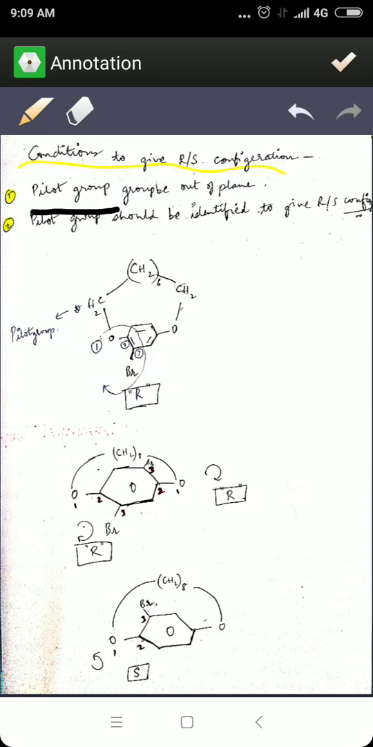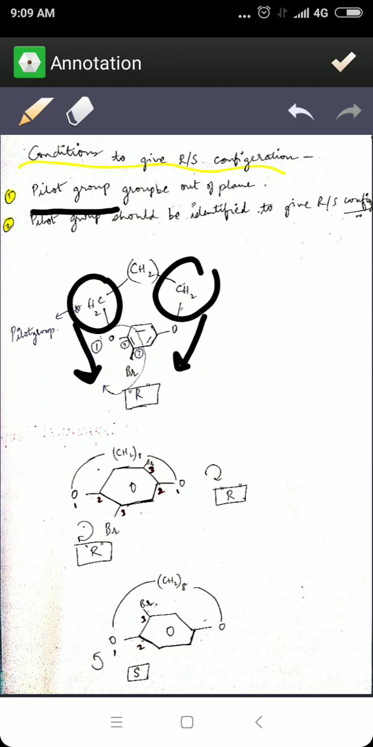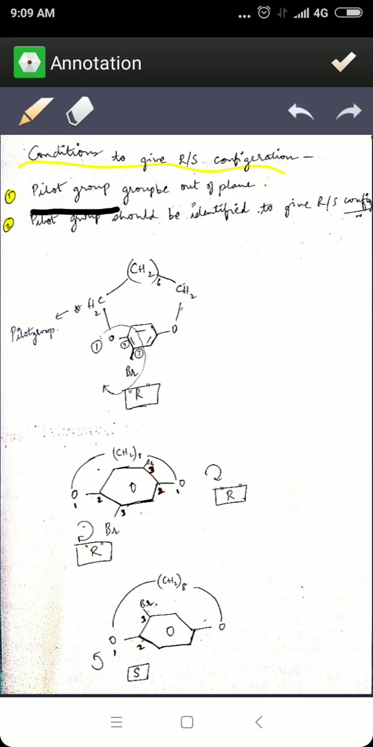Hence we call it a pilot group because these CH2 groups are above the plane and they can see this heteroatom, and also they can see these benzene rings. So that's the reason why they are called pilot groups. Now how do we designate pilot groups? The methylene groups which are directly attached to the heteroatom become the pilot group.